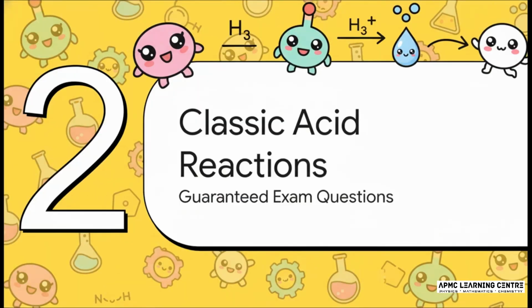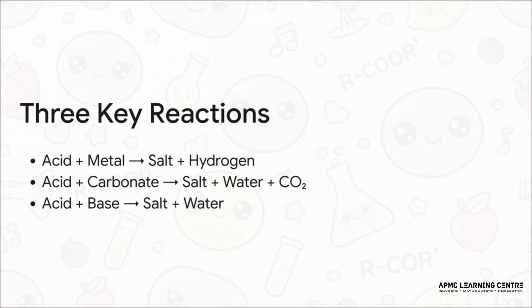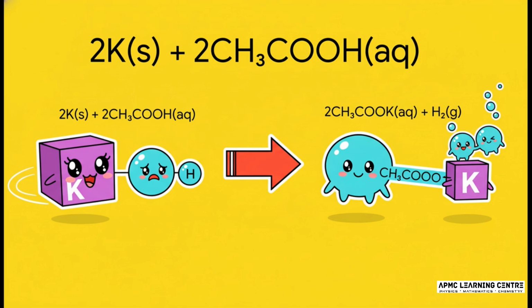Okay, moving on to Section 2, the reactions. Now you're going to want to pay really close attention here, because I can pretty much guarantee you'll see these kinds of equations on your exam. So, there are 3 main reactions that you absolutely have to know. First, acid plus a metal gives you a salt and hydrogen gas. Second, acid plus a carbonate. This one's fun. You get a salt, water, and carbon dioxide. And the big giveaway here, you'll actually see it happen. It's going to fizz and bubble as that CO2 gas escapes. And third, the classic. Acid plus a base, that's just a simple neutralization reaction that gives you a salt and water.